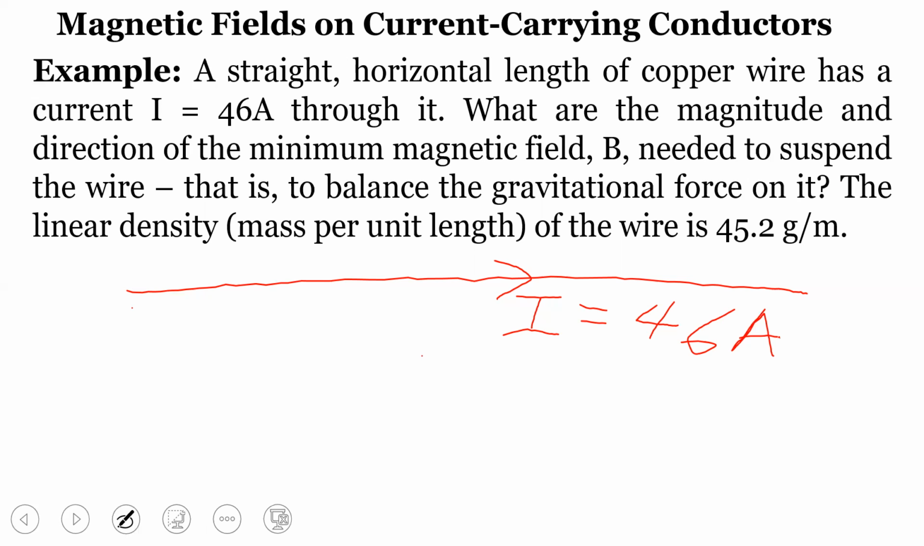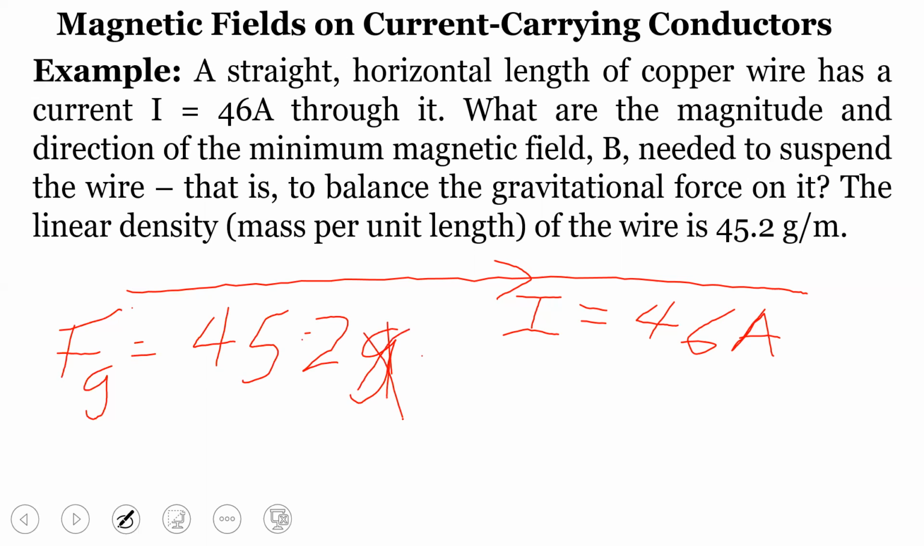So when we say magnetic or gravitational force, that should be the mass of this wire, which is 45.2 grams per meter. So we have to introduce another variable: the mass times a certain length, L, then times g, which is the acceleration due to gravity.